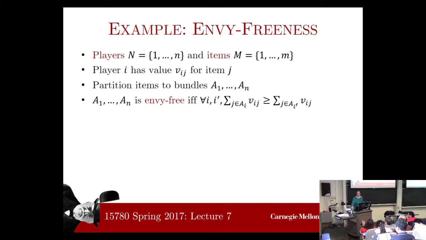Can two different players have different values for the same item? Yeah, so the Vij could be two different values for two different players, i and i prime. So players could have different values for the items, and two players can have different values for the same item. I'm not making any assumption about the Vijs specifically, except that they are non-negative.